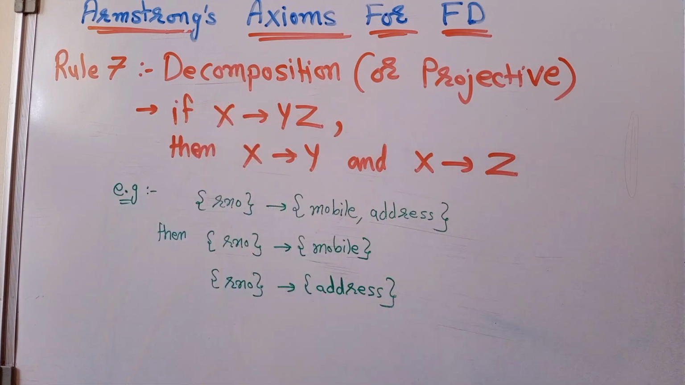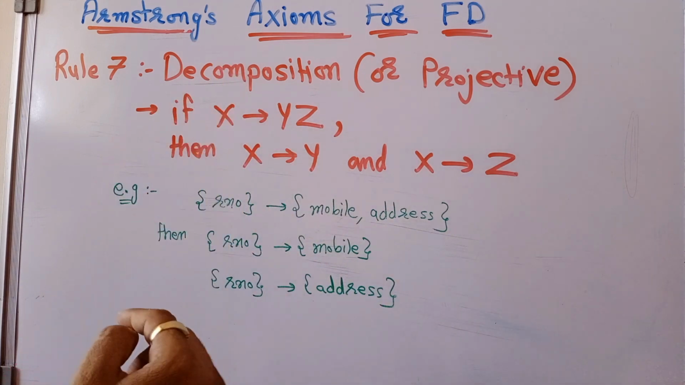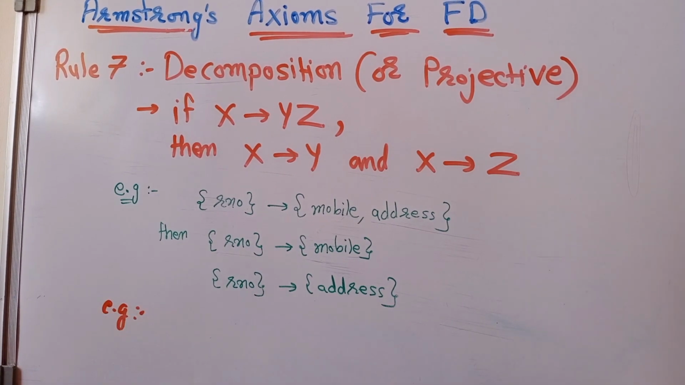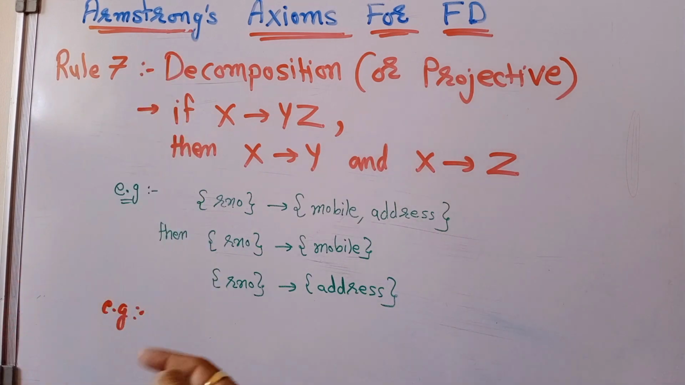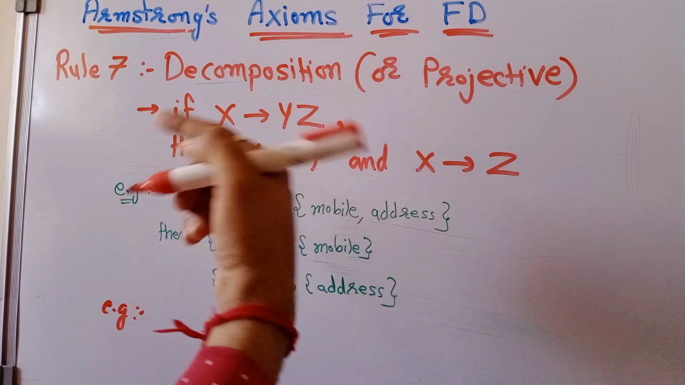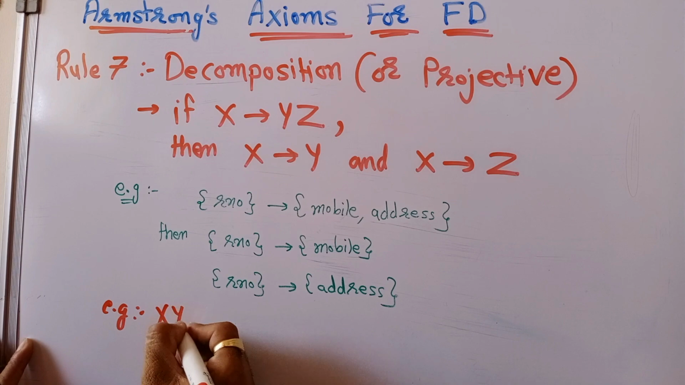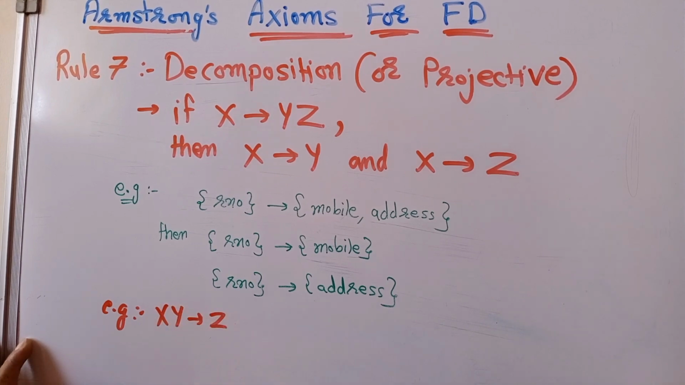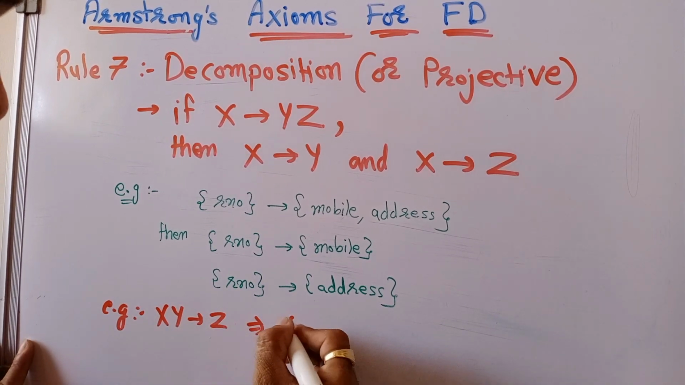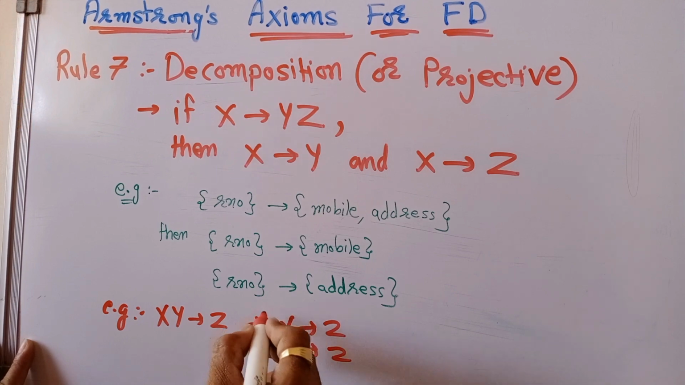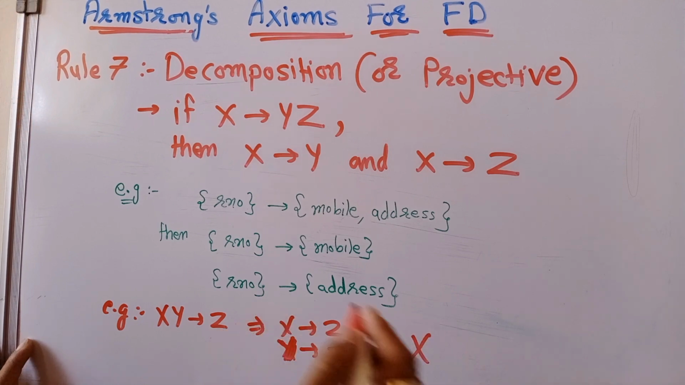Remember that this decomposition on left hand side portion is not allowed. Example, remember that this is not part of the rule. I am just explaining that decomposition at the left hand side is not allowed. Example, when we have dependency xy to z, then we cannot say that x determines z. Same way, we cannot say that y determines z. This is not allowed. This is wrong.